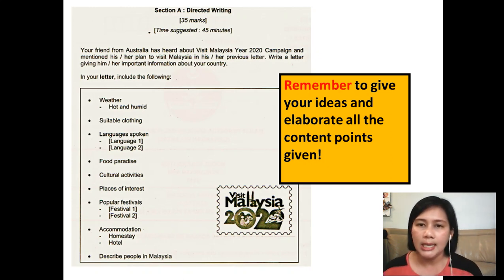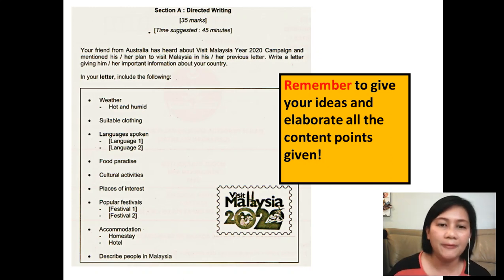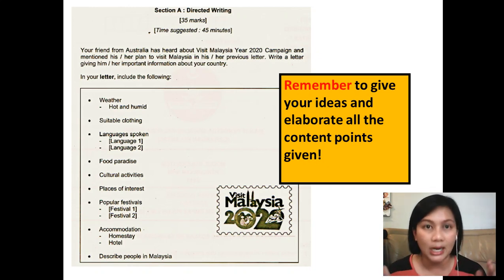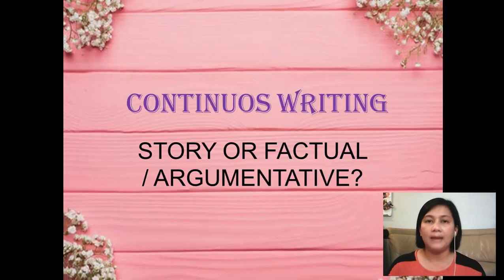So, class, is this an informal or formal letter? Yes, right again. This is an informal letter because you are writing to a friend. Remember to give your ideas and elaborate all the content points given. So you are given points there, but you have to create longer sentences using the points given in the questions. Now that will be the end for our first part, our Section A.